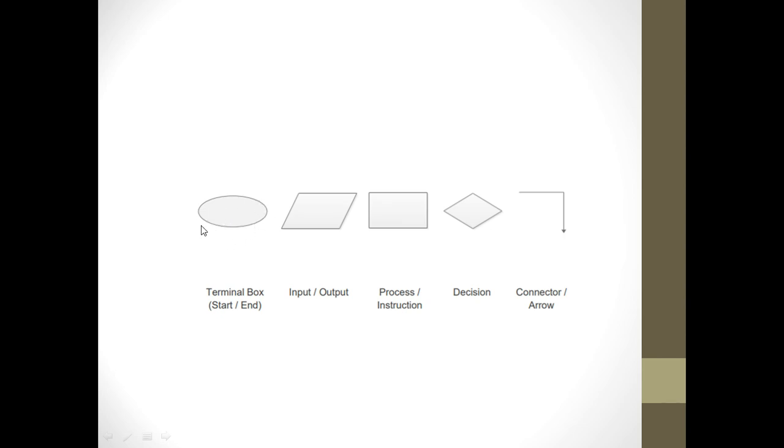So for example, in this figure, an oval is used to indicate the start and the end. An input or the output is indicated in a parallelogram. The processing happens in a rectangle. The decision making happens in the rhombus, and to move from one step to the other step, there are arrows.